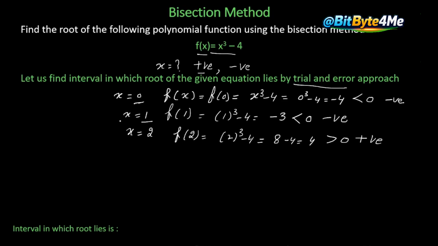So at this point the value of f(x) is negative, at this point the value of f(x) is positive. The closest points are these two, 1 and 2. So we will take 1 and 2. It means the interval in which we want to find the root is [1, 2]. The root of this equation must lie between 1 and 2. Now let us start the iterations one by one.